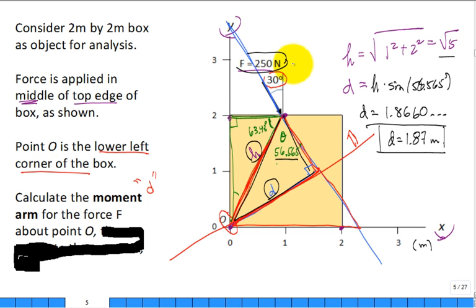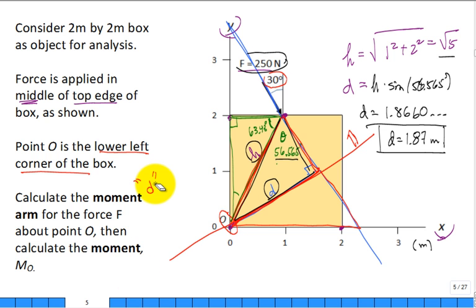Then once you did a lot of work, but you have that moment arm, what do you think the last part of the question is? Multiply. Now multiply and calculate the moment of that force about the point O. Well, that's why we went from O, the point, for the moment arm out to that line of action. So the moment of that force is 467 units Newton meter.